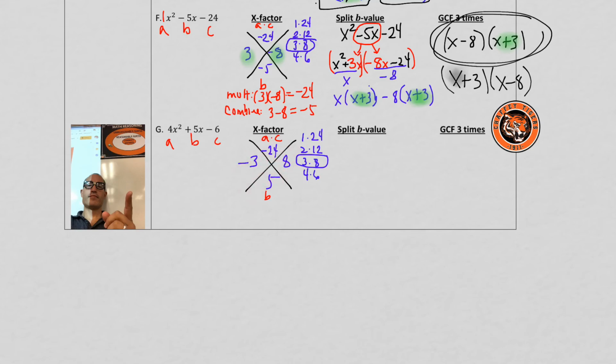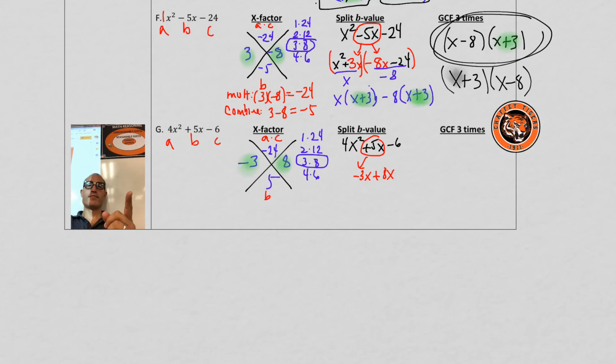So I now have my two values that I'm going to use to split my b term. Here's my original question, 4x squared plus 5x minus 6. But I'm going to split my original b term to now be minus 3x plus 8x. Remember, that's the whole point of the X factors, just to find these two numbers that can split my b term to be two terms.